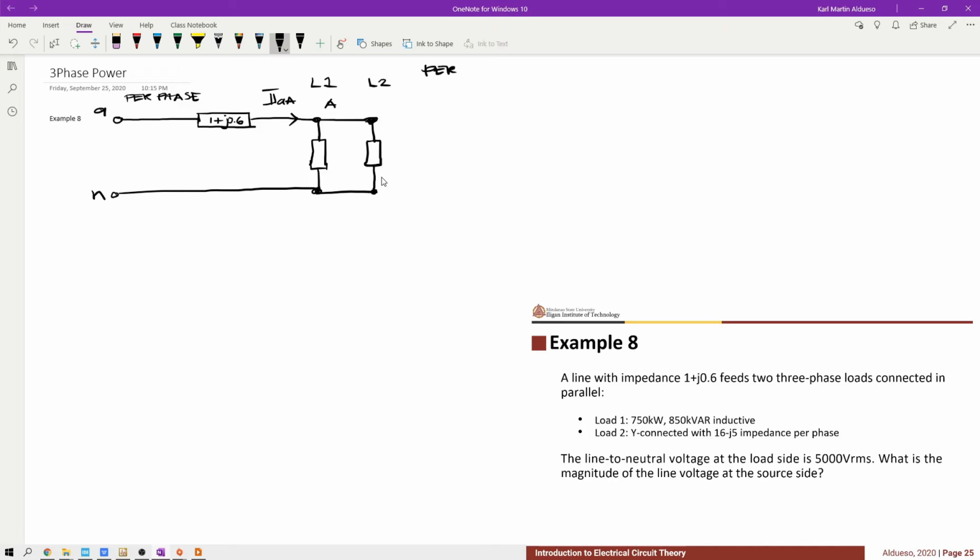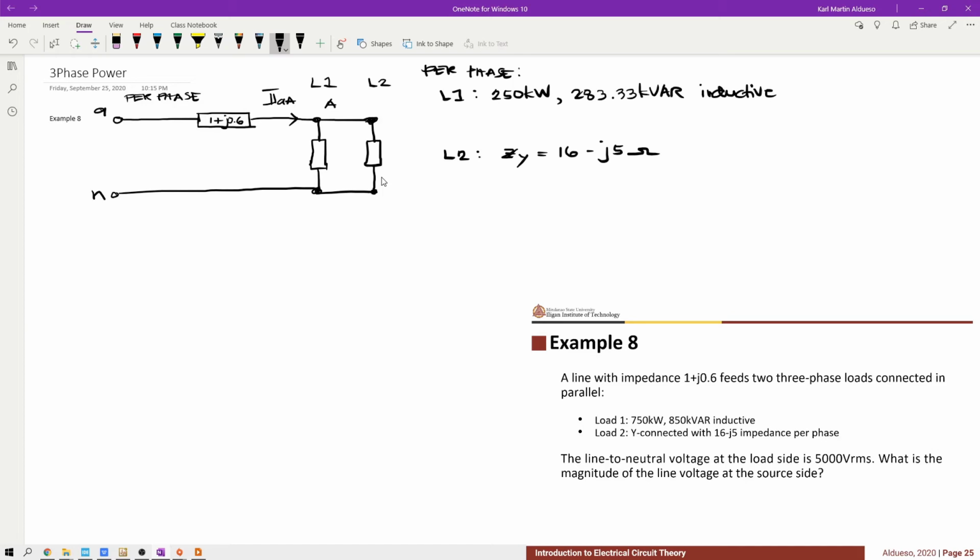So load 1 per phase. 750 kilowatts is the total power, so the per phase power is 750 kilowatts divided by 3, which is 250 kilowatts. Reactive power per phase is 850 divided by 3, which is 283.33 kVAR. So this is an inductive load. For load 2, we are given the ZY per phase, 16 minus j5 ohms. Next, given is the line to neutral voltage at the load side, 5000 VRMS.